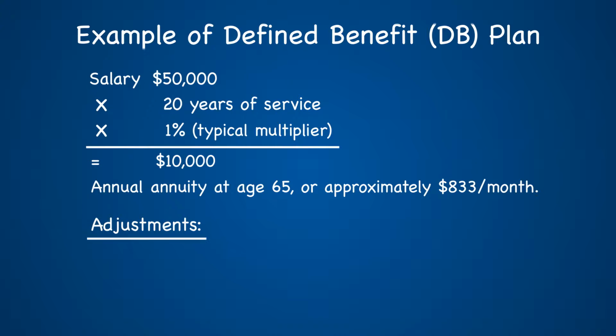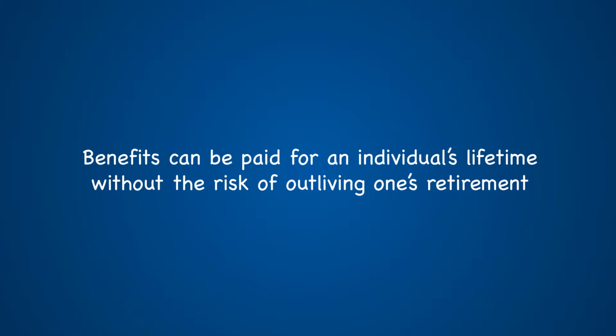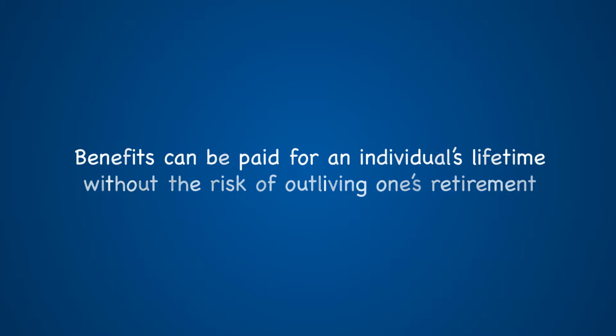Generally, a number of adjustments are then applied: the age at which the benefit commences, the form of benefit such as joint and survivor option, and other factors may impact the amount. The distinct advantage of a defined benefit plan is that the annuities are pooled so that benefits can be paid for an individual's lifetime without the risk of outliving one's retirement savings.